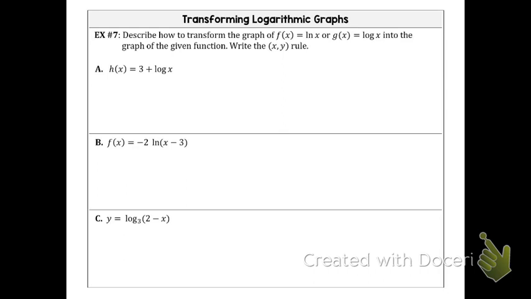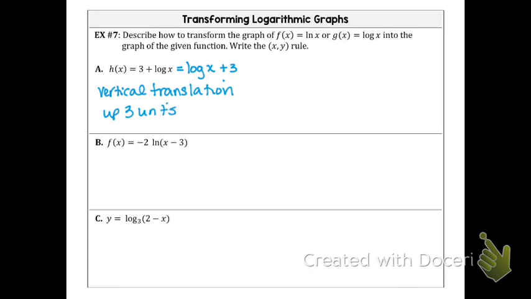All right, so example 7. Describe how to transform the graph of f of x equals the natural log of x, or g of x equals log of x, excuse me, into the graph of the given functions. Write the xy rule. All right, so it starts out with h of x equals 3 plus log of x. This is the same thing as saying log of x and then a plus 3. The 3 is not inside parentheses with the x, so it would affect the y. So this is just a vertical translation. Up 3 units.